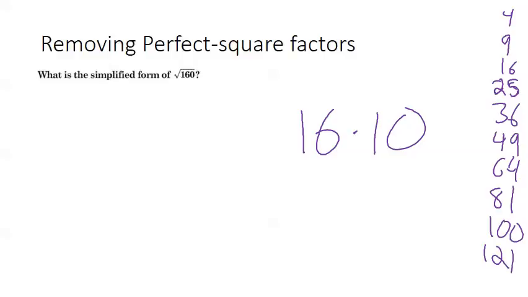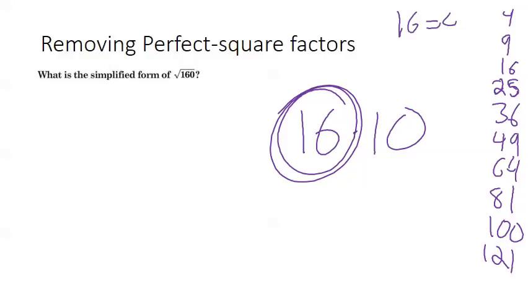So simplifying means that we're going to remove this 16. What's the square root of 16? The square root of 16 is 4, right? Because 4 squared equals 16. So when we take out the square root of 16, we're going to put it outside the house. You've got two sections: inside the house, which is right here, and outside the house, which is over here. So we take the 4 and put it outside the house.